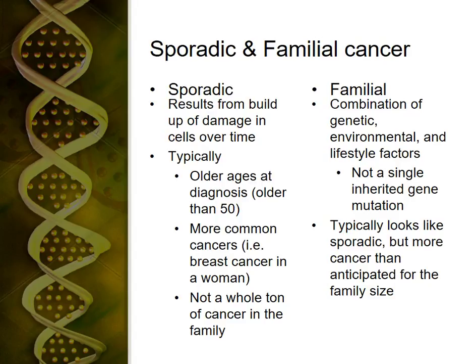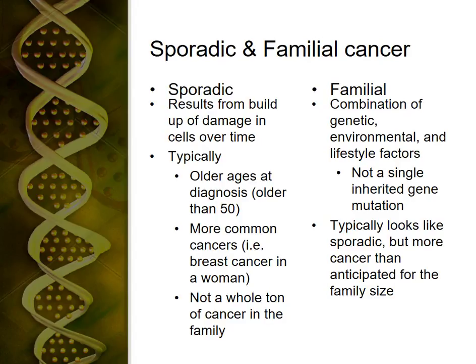So, sporadic versus familial cancer. Sporadic results from a buildup or damage of cells over time. Typically, the cancer is in older individuals, usually diagnosed with the cancer after age 50. They're common cancers, breast cancers in women, prostate cancer, for instance, in men, and not a lot of family history of cancer in the family. Familial is a combination of genetic, environmental, and lifestyle factors. Not a single gene is inherited, and typically it's sporadic, but there's more cancers in the family than we would expect by random chance.